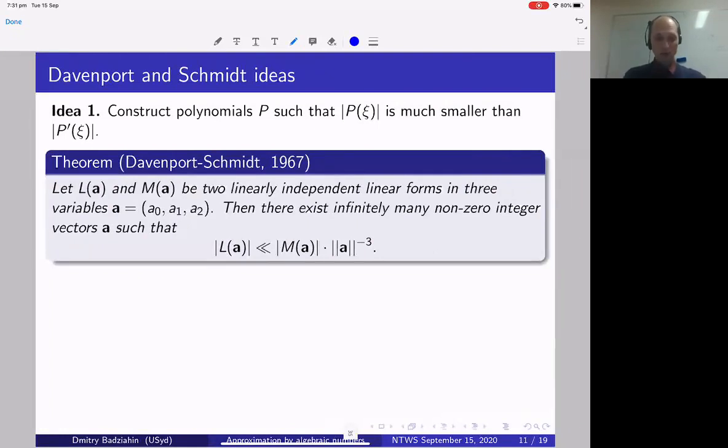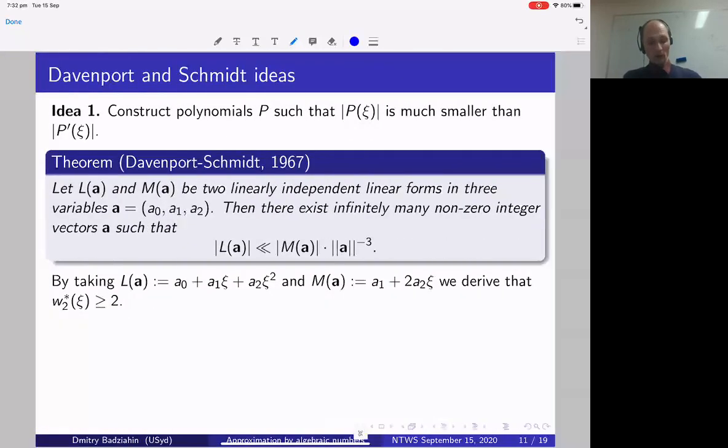Let L and M be two linearly independent linear forms of three variables. Actually, they can be arbitrary linearly independent forms. Then there exist infinitely many non-zero integer vectors A such that the absolute value of L(A) is at most, with some absolute constant, the absolute value of M(A) times the length of A to the power minus 3. Now, if we substitute in place of L(A) the value of a polynomial, which can be considered as a linear form in terms of its coefficients, and for M(A) we take its derivative at xi, then this inequality basically implies that w_2^*(xi) is at least 2.